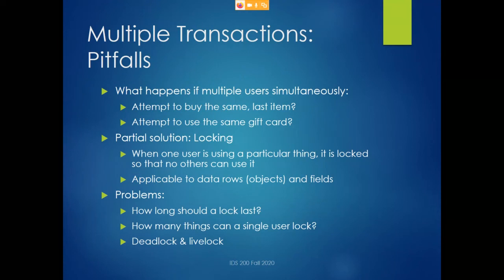On the other hand, if two people attempt to use the same gift card or the same credit card simultaneously in a bunch of different locations, that could be a real problem if people get away with it. So the typical solution to that is something called locking. Locking just means if one user is using a particular thing, it gets locked so that nobody else can use it, right? And this can be applicable to data rows, data fields, whatever's stored in your data. You can say, somebody's doing something with this data, nobody else can access it, right?